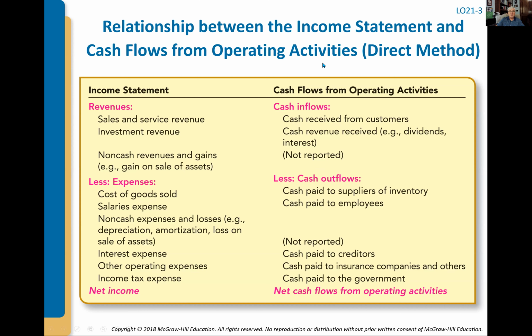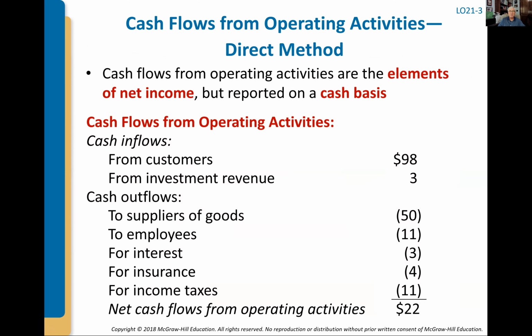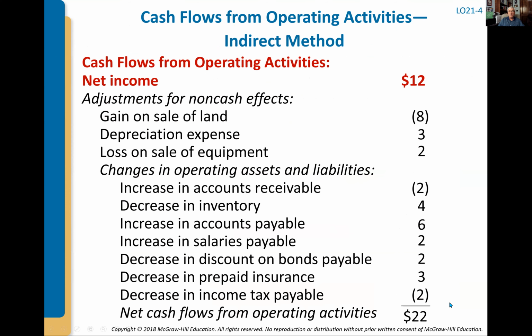So here's the direct method. We're going to, again, show cash flows instead of sales revenue. We're going to show cash received from customers. So it's going to be almost like an income statement, but only related to the cash inflows and outflows. And so, again, here's the direct method. We show cash inflows from customers, cash outflows to suppliers, employees. So, I could see, again, why that would be a very useful method.